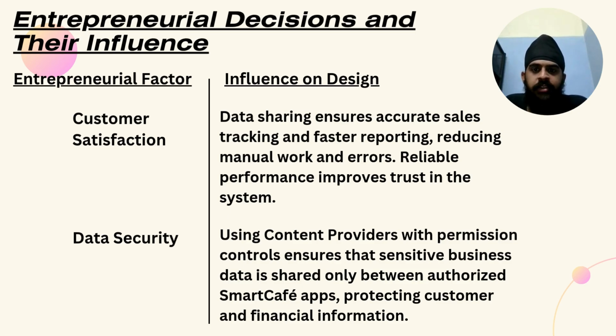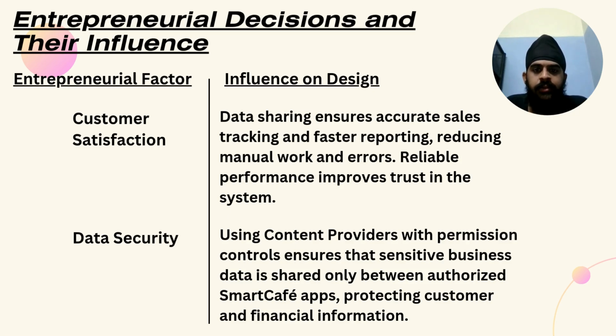So for our next entrepreneurial factor, we have customer satisfaction. Data sharing ensures accurate sales tracking and faster reporting, reducing manual work and errors. Reliable performance improves trust in the system. This means that the data the customer gives us will ensure that we have accurate sales, which means the customer will have their correct orders, and they can also track their orders faster, and we will also give them faster reporting, such as whether the order is out for delivery. It also reduces manual work and errors for the workers in Smart Cafe. So this will help the app to be more reliable, and the users can have strong trust in this app.